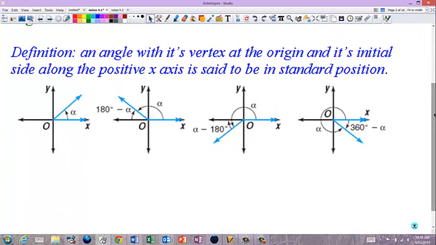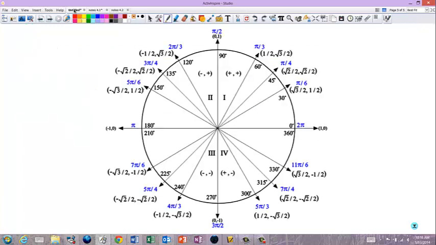First of all, an angle with its vertex at the origin and its initial side along the positive x-axis is said to be in standard position. The positive x-axis is here, and we always measure our standard position angles up like this. If you look at your unit circle, which is blue, you can notice that all my angles start at 0 and count: 30, 45, 60, 90, 120, 135, 150. Halfway is 180, which should make sense.